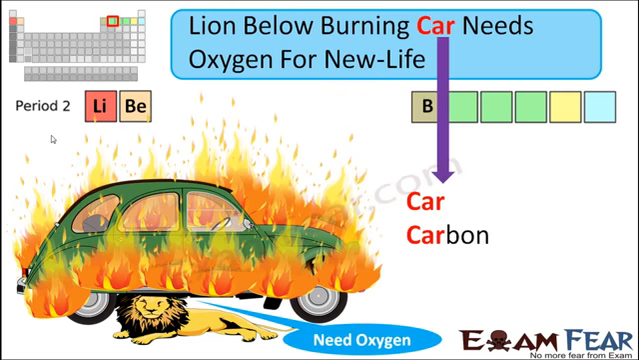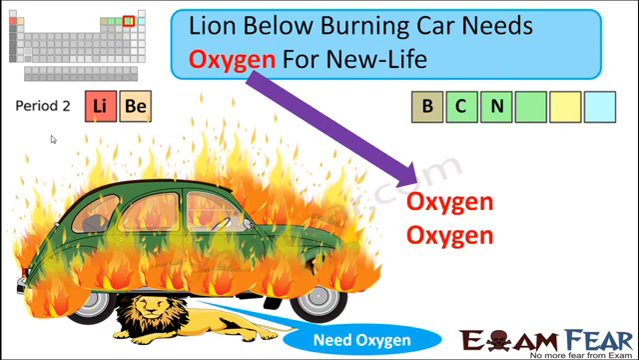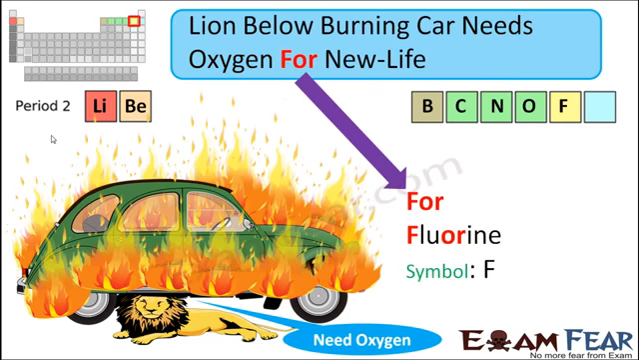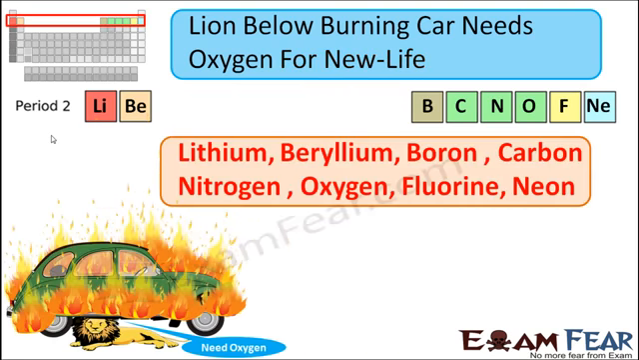Car of course reminds of carbon with symbol C. Needs: N in needs, again N in nitrogen, so needs reminds of nitrogen. Oxygen of course is oxygen. For reminds of fluorine. And new life reminds of neon. So finally our memory tip for elements in period 2 would be: lion below burning car needs oxygen for new life. Now, if you just remember this picture, that's enough. Remembering the picture, you will be able to remember the memory tip. And once you remember the memory tip, you very easily remember the names of the elements.